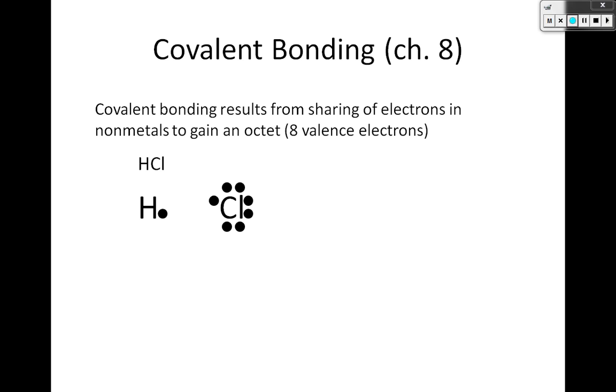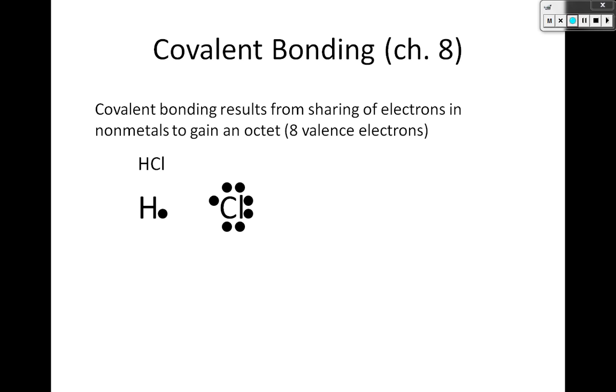So the big difference, though, in the bonding is that covalent bonding results from a sharing of electrons in nonmetals to gain an octet, which is a noble gas structure, 8 valence electrons, with the exception of hydrogen, which only needs 2 valence electrons because its noble gas structure would be helium, so 1s2 would be a full shell.